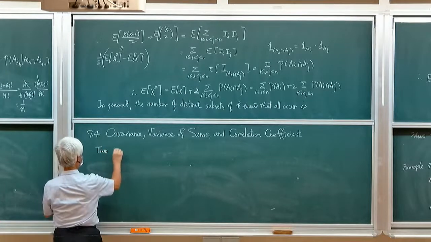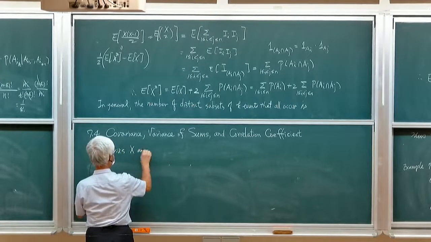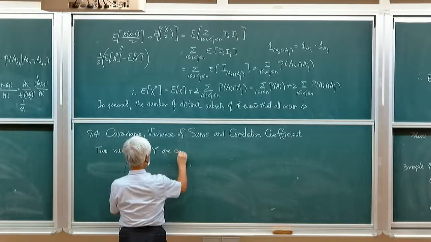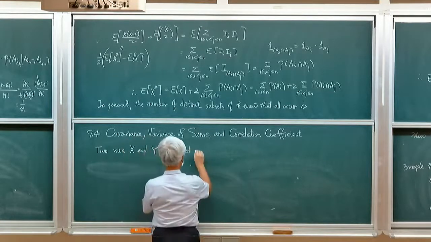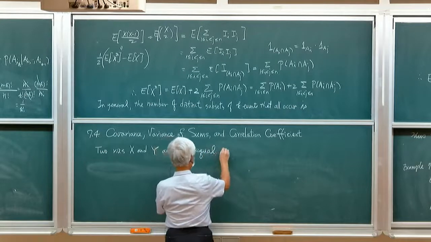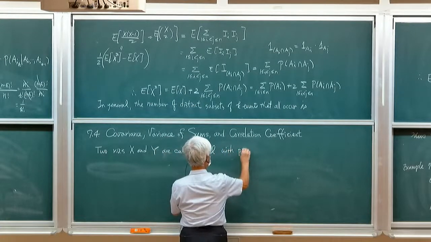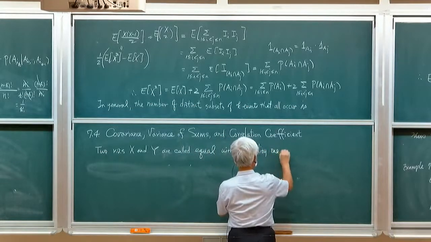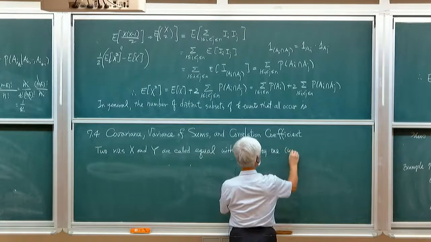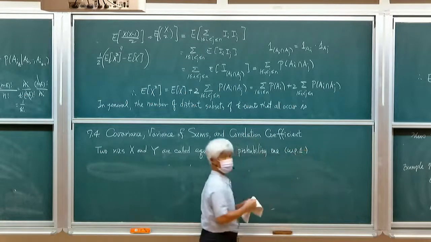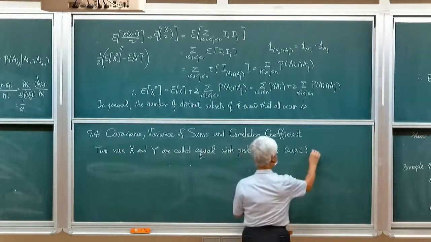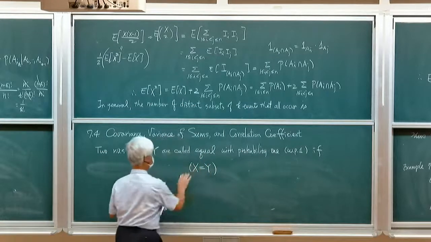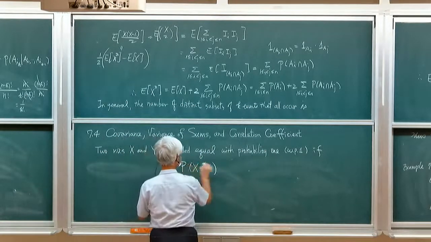First of all, two random variables, x and y, are called equal with probability 1. We will say "with probability 1" as a shorthand notation, if the event that x equals y has probability equal to 1.